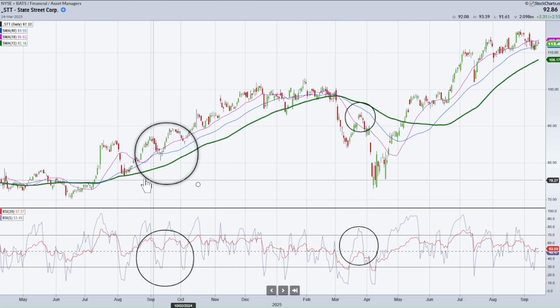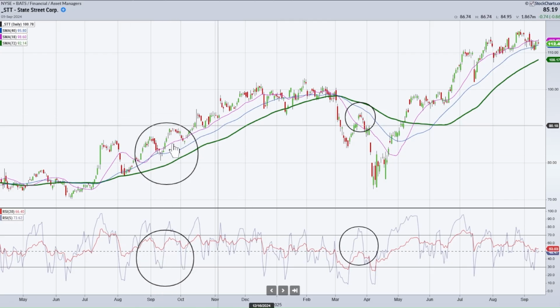Look at STT. Nice move to the upside. It starts to break out, and then we get a sharp pullback here that gives us that reading back to back, right? We get one here, one here. Both of these pullbacks are characteristic of a nice RSI slingshot here, right? And we get a nice move to the upside.